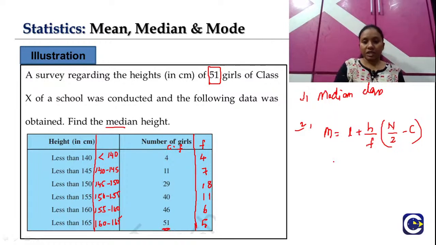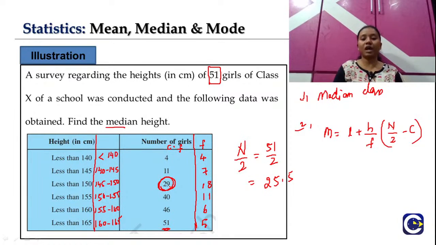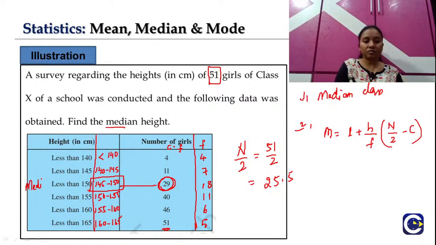So let's find out the median class. So we have to find the cumulative frequency, so N by 2. N here is equal to 51. So 51 by 2 is 25.5. So now check the cumulative frequency which is just more than 25.5. So just greater than, which means 29 is the value just greater than 25.5. So the corresponding class interval is 145 to 150, which means this will be the median class.